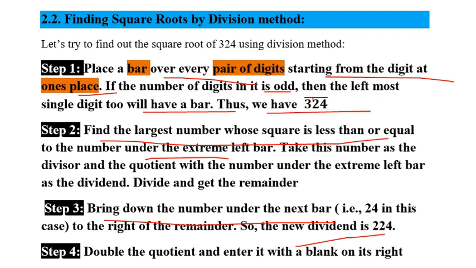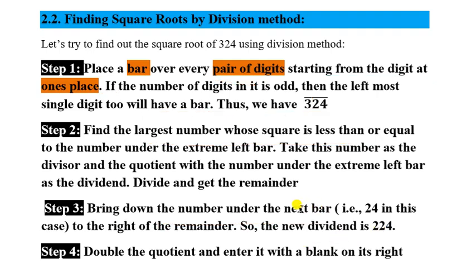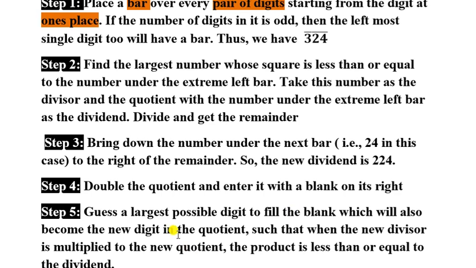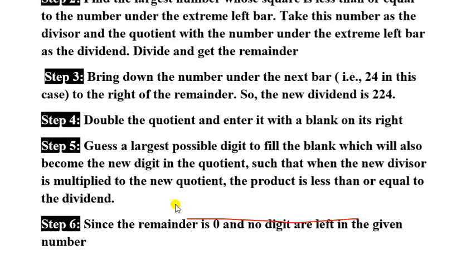Then fourth step, you can go through one by one. Double the quotient. That means you have to multiply the quotient by 2. Enter it with a blank on its right. Then gauge. That means you have to choose the largest possible digit to fill the blank, which will also become the new digit in the quotient, such that when the new divisor is multiplied by the new quotient, the product is less than or equal to the dividend.